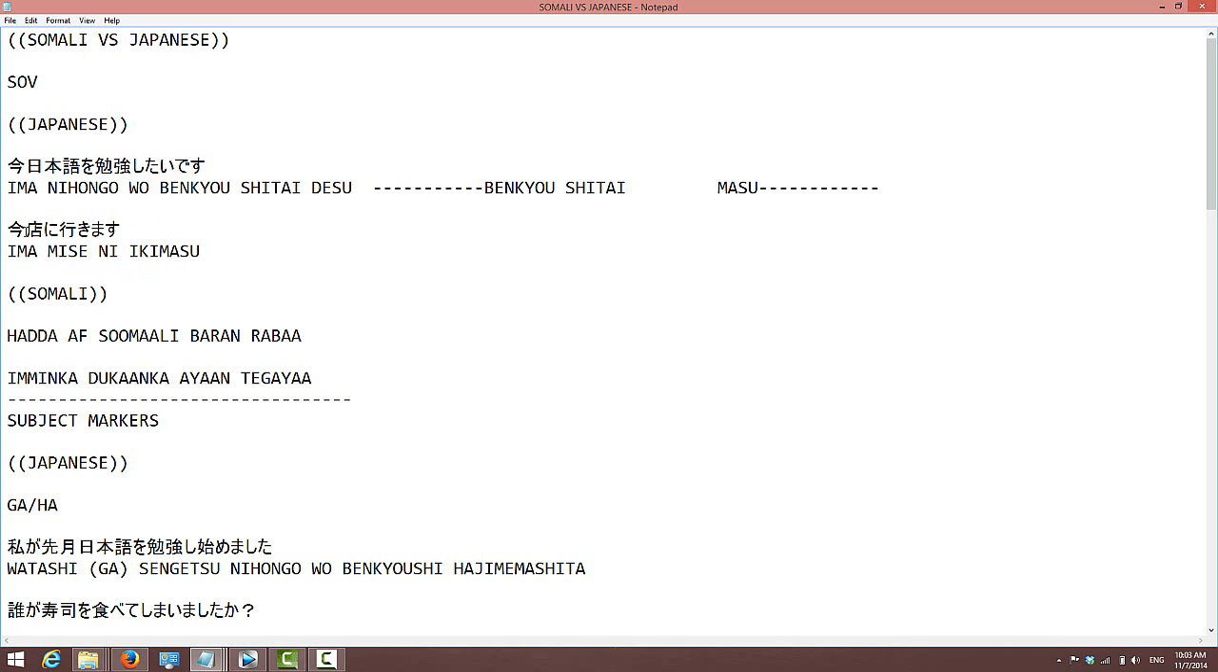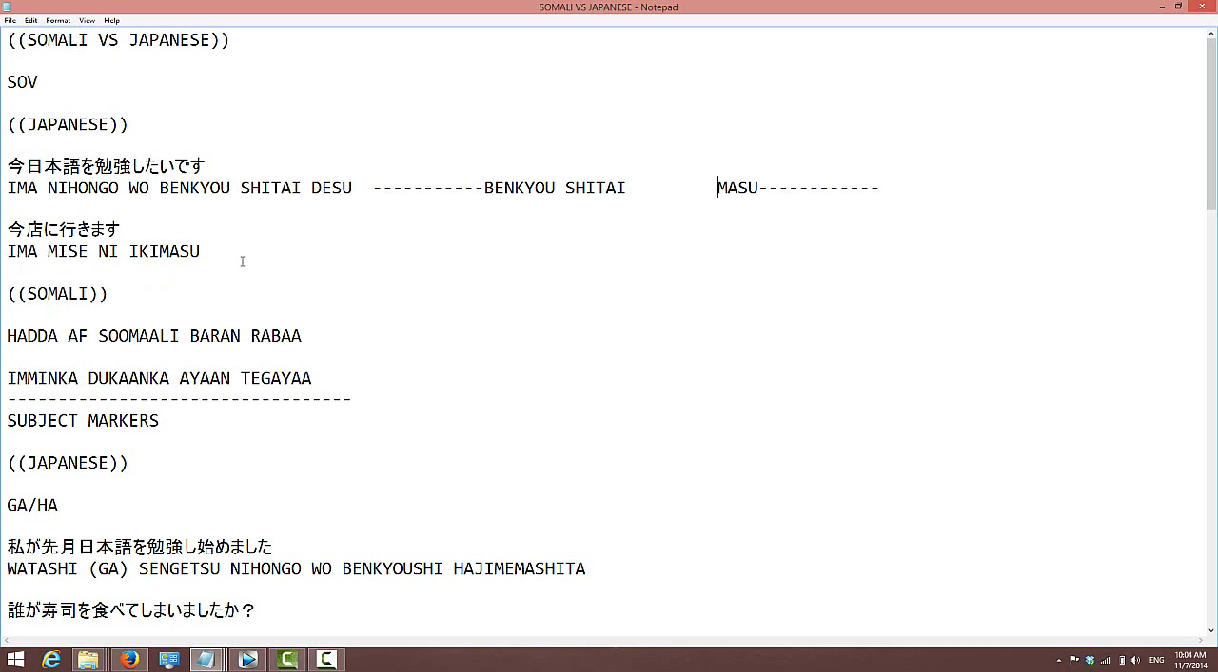So as you can see, Nihongo is the object coming here, and you have the object marker, and then benkyo shitai desu is the verb. So you see how it follows the rule of SOV. Here, same deal. Ikimasu is the verb, and then mise is the place you're going to, right? So that's that for Japanese.